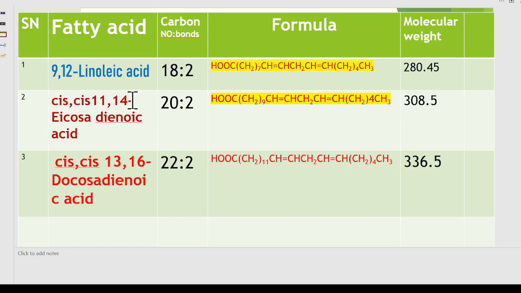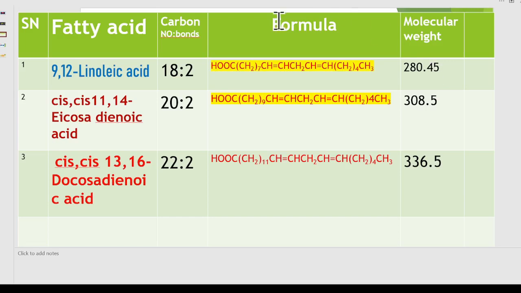The next diunsaturated fatty acid is cis 11,14 eicosadienoic acid. We learned previously that among saturated fatty acids, arachidic acid contains 20 carbons, a saturated fatty acid with no double bond. Here this eicosadienoic acid contains 20 carbons and two double bonds. One is between 11th and 12th, another is between 14th and 15th carbon. This is in cis configuration. Its molecular weight is 308.5.